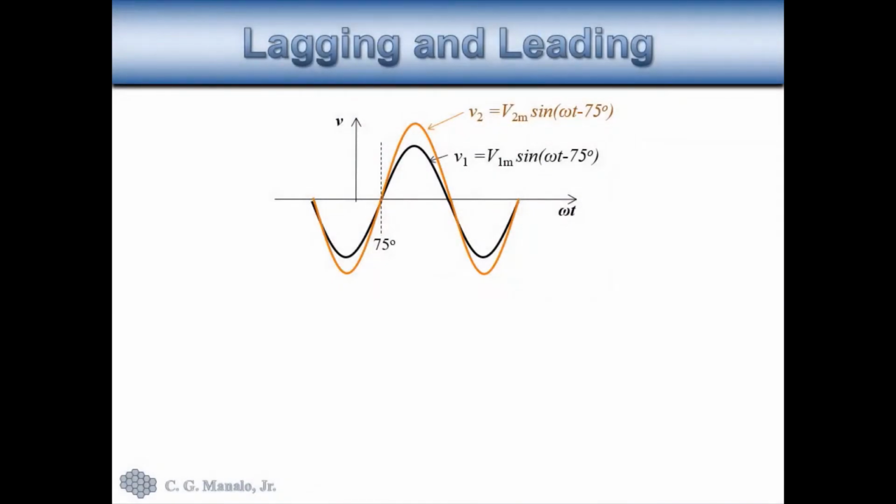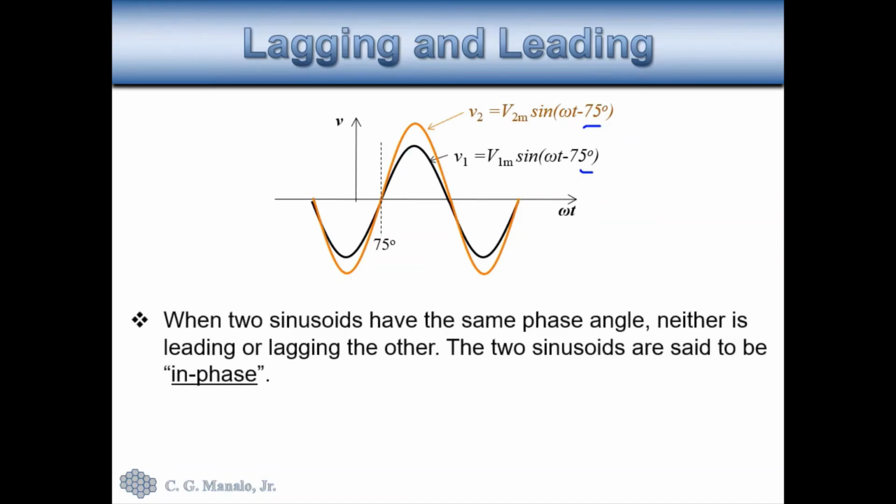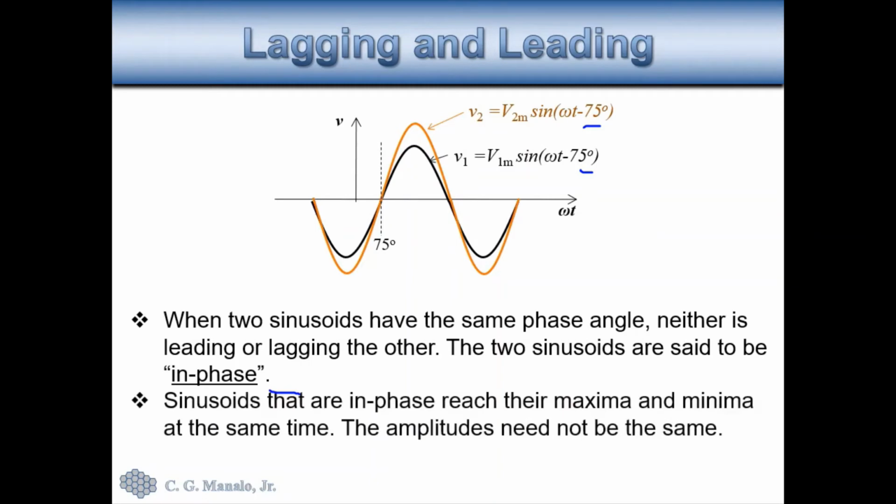Another scenario would be if they have the same phase angle. So in this case, neither one is leading or lagging the other. So the two sinusoids are said to be in phase. Sinusoids that are in phase reach their maxima and minima at the same time, and their amplitudes need not be the same.